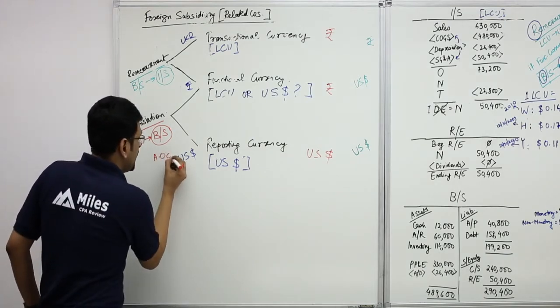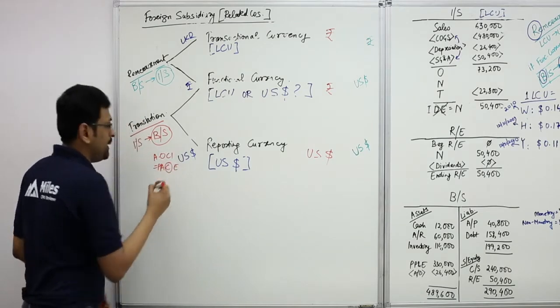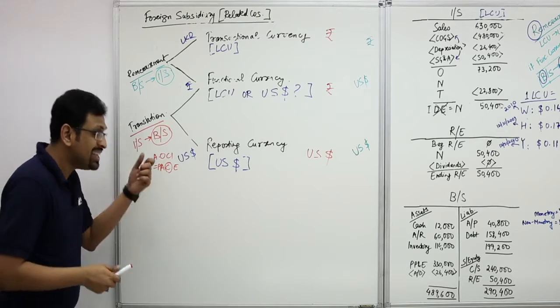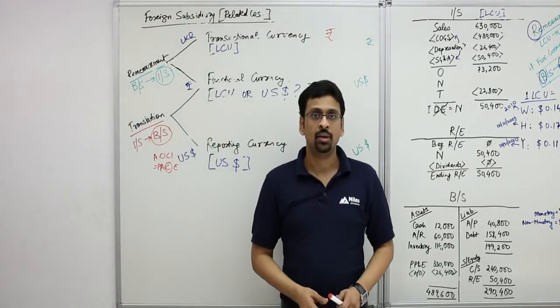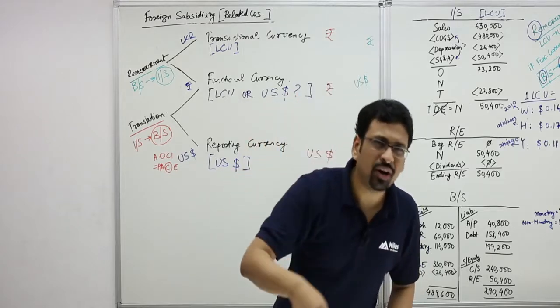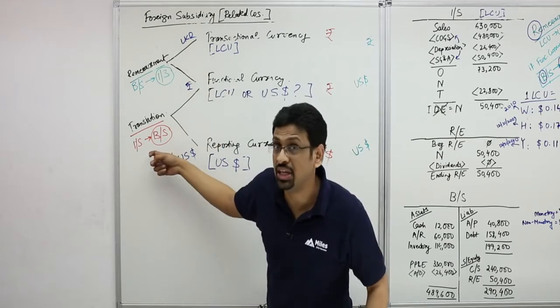Remember, accumulated OCI and the C of your pace. So C of your pace, this stands for currency translation gains and losses. So guys, now you're experts on whether you need to do remeasurement or translation.